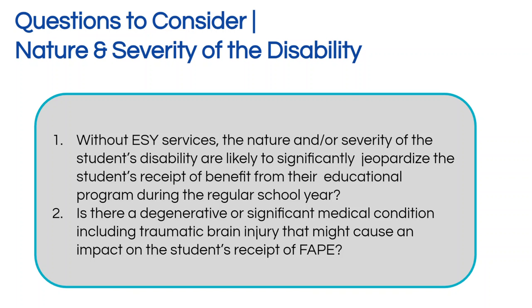Consider the following as it relates to nature and severity of the disability. Nature and severity of the disability. 1. Without ESY services, the nature and severity of the student's disability are likely to significantly jeopardize the student's receipt of benefit from their educational program during the regular school year. 2. Is there a degenerative or significant medical condition, including traumatic brain injury, that might cause an impact on the student's receipt of FAPE?